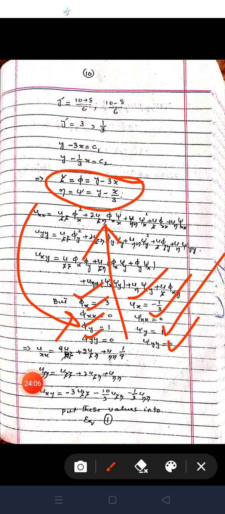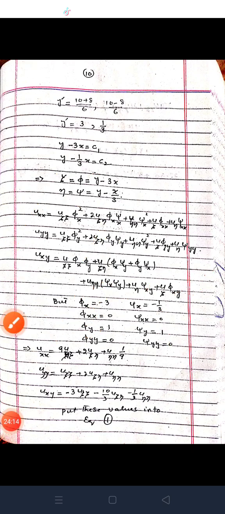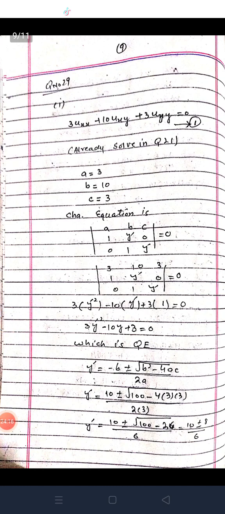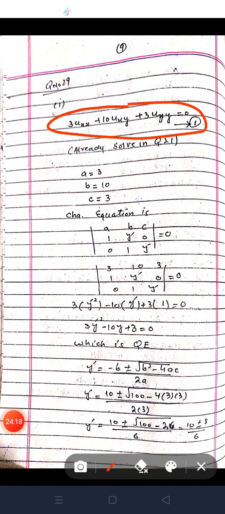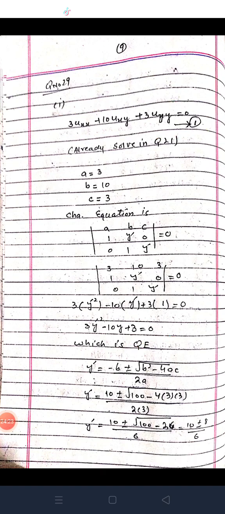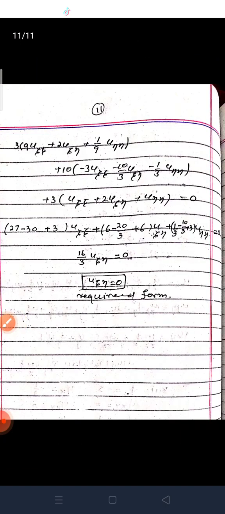Putting these values, we get the answer of u double x, similarly the answer of u double y and u xy. Putting all these values into our equation number 1, the equation transforms into this equation, and after solving it we will get u xi eta is equal to 0.